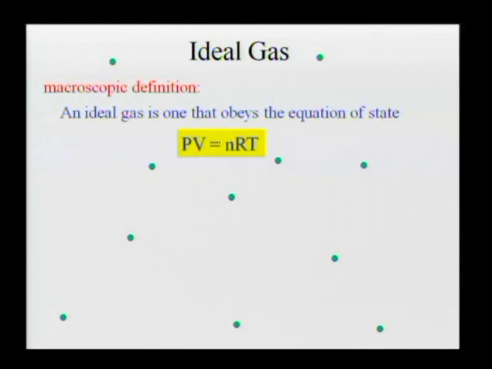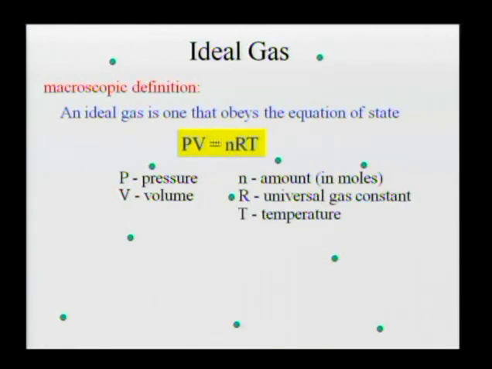Ideal gas. The most important thing which I want you to know about an ideal gas is that it follows a particular equation of state. Pressure, volume, and temperature in an ideal gas are related. If you take a certain amount of gas, it is expressed here by this number n, which says how many moles of gas we have. So n stands for the amount of gas. T stands for temperature of the gas. P is pressure of the gas. And V is volume of the gas. The proportionality coefficient between these four quantities is called the universal gas constant, and it has a fixed value.